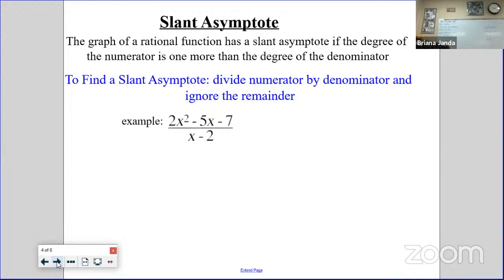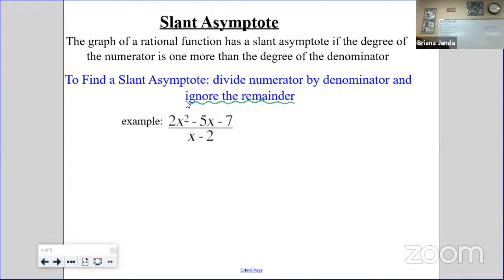We find it by dividing the numerator by the denominator. You have two methods for dividing. You can pick the method you like better. So we have long division and we have synthetic division. I will always show synthetic division, but if you want to show long division, that is up to you. It's your preference. Okay. So we will divide it. You will ignore the remainder. Okay, so let's use this.